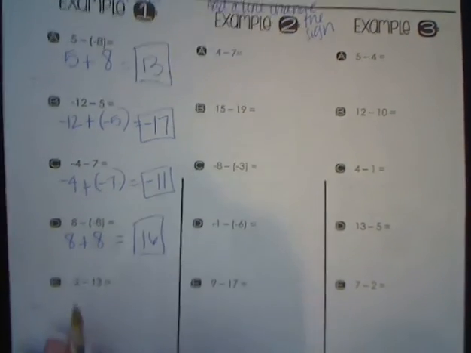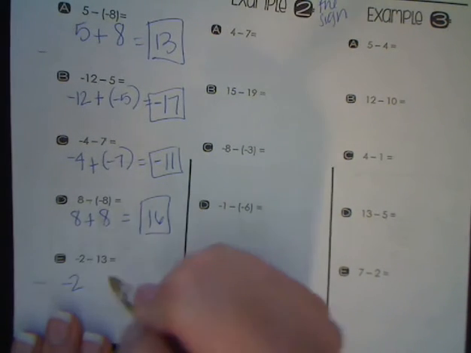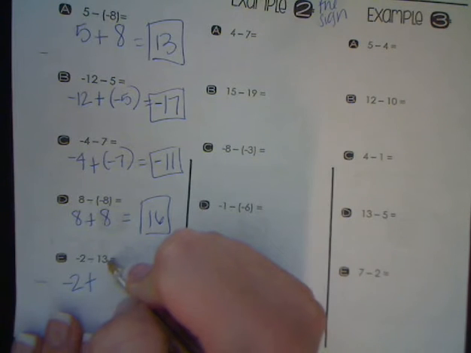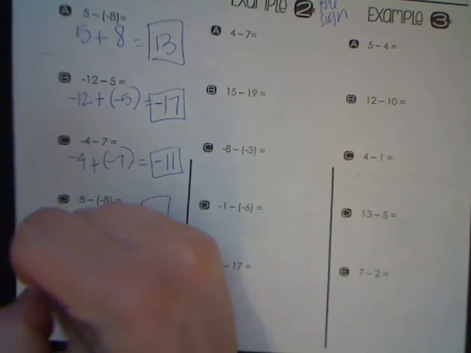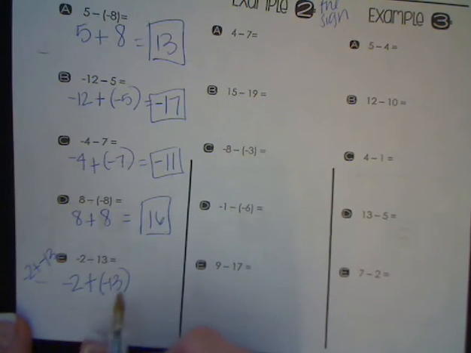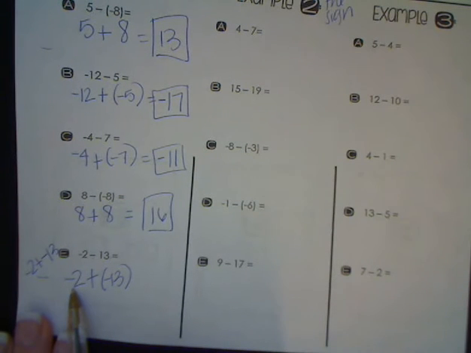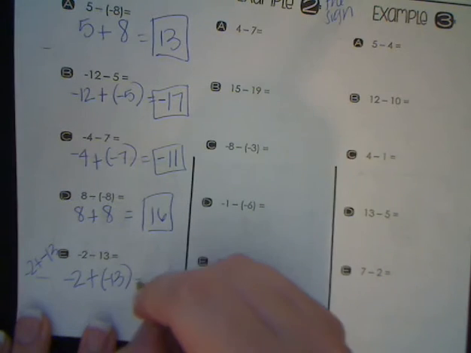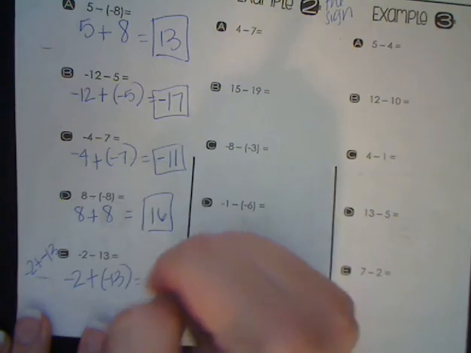Letter E. Negative 2, and then add the opposite. What's the opposite of positive 13? Negative 13. The reason, guys, I write the parentheses around this is so it doesn't look like negative 2 plus minus 13. That can get really confusing. So I keep the parentheses around it to show that that's a negative 13. Going back to our rules for addition, they have the same sign, they're both negative, so I'm going to add them together. 13 and 2 is 15, and I keep the sign, so negative 15.